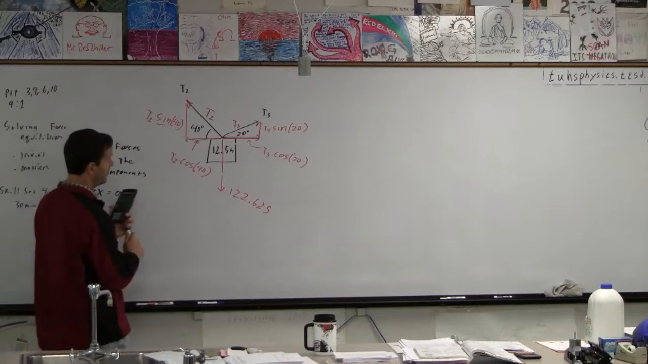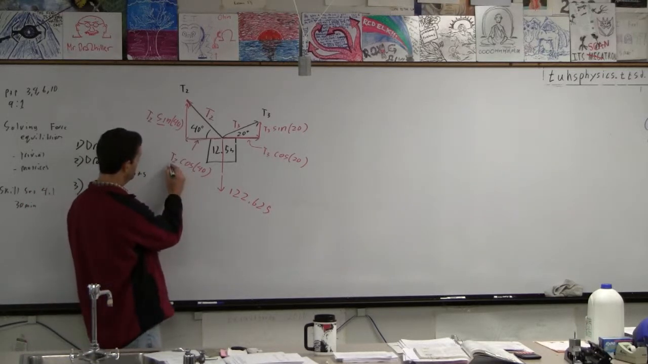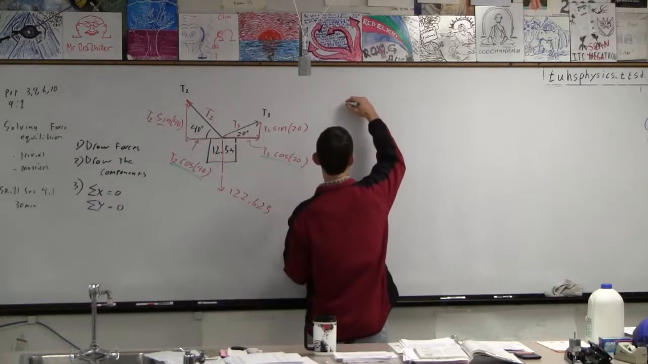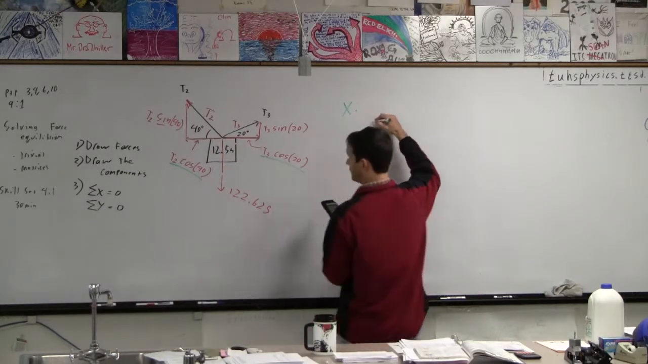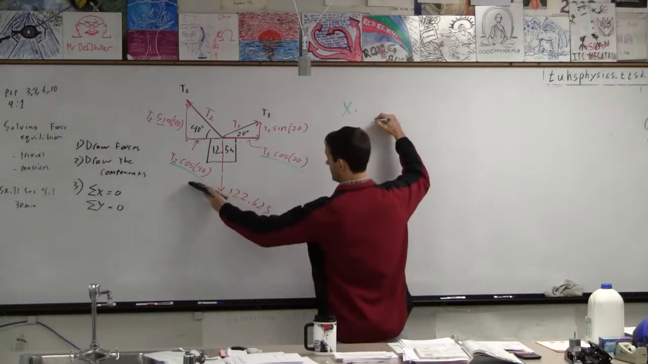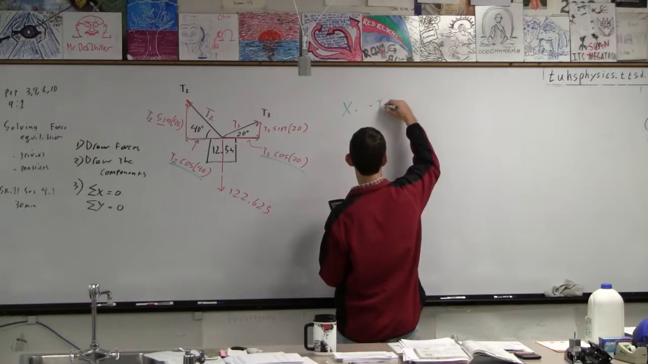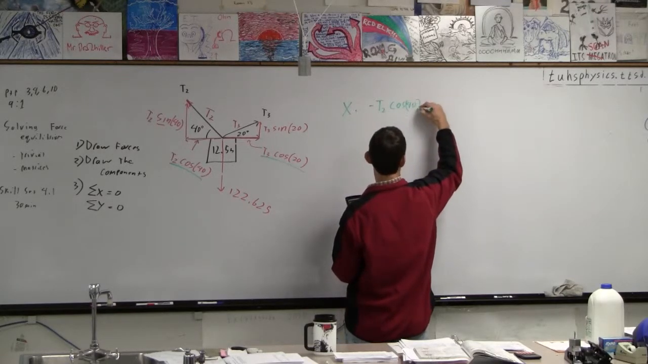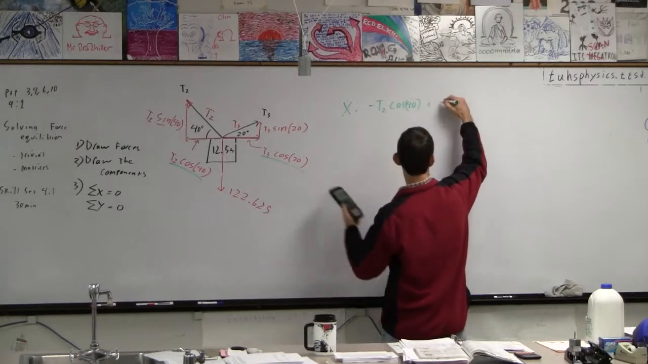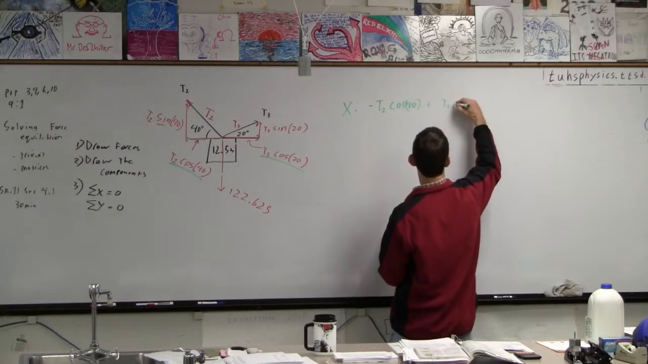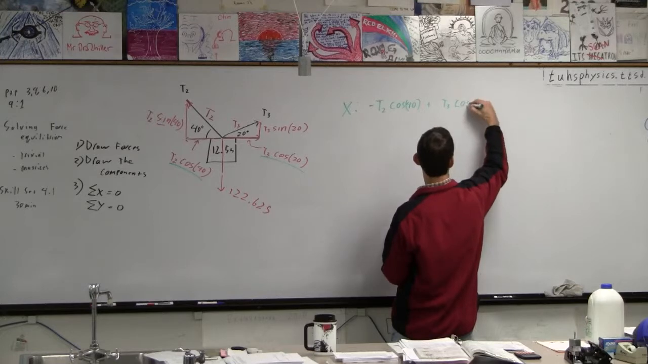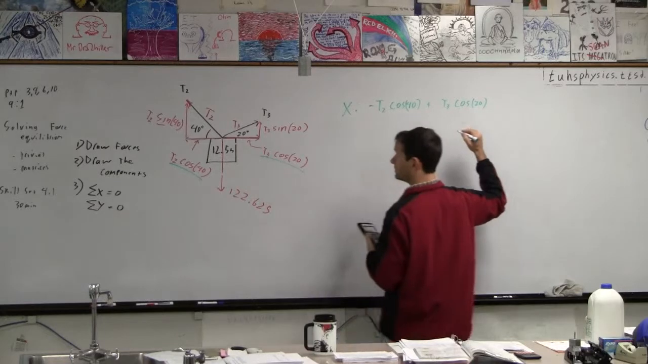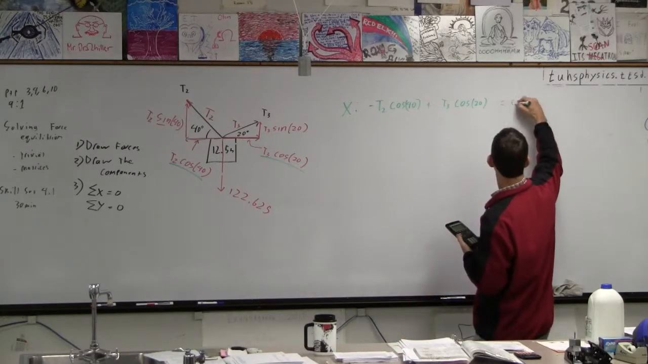And so let's look at the x direction, right? These are the guys in the x direction. So in the x direction, we've got, I'm going to make this guy negative, so negative T2 cos 40 plus T3 cos 20. Those guys add up to what? That plus that adds up to 0. Right?